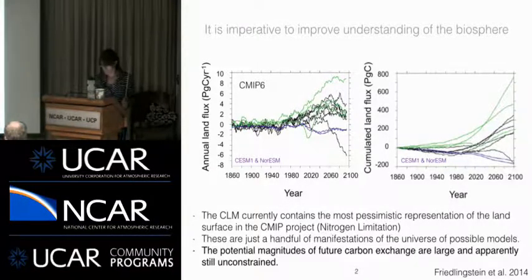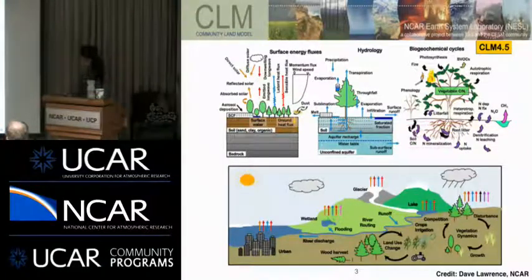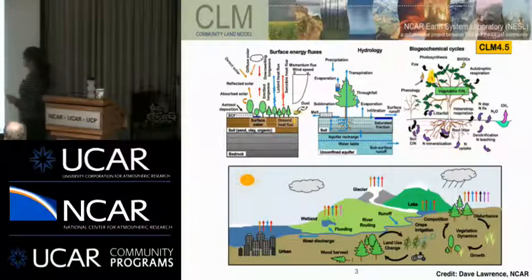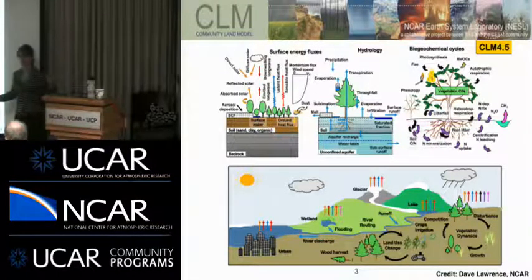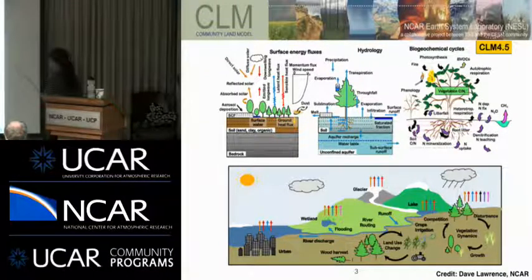So narrowing the uncertainty bound is what we do in the terrestrial sciences section all the time, and we do it with this tool, which is the CLM, the Community Land Model. And the Community Land Model is probably the most comprehensive representation of the land surface in any of the Earth system models that are currently out there.